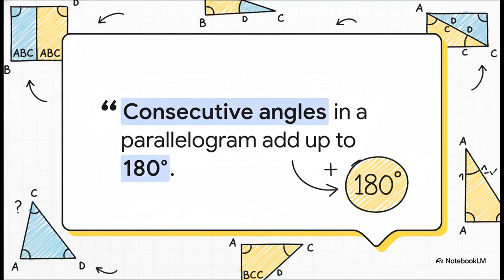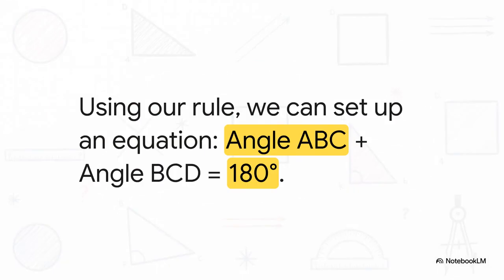All right, next tool from our kit. Remember this one? Consecutive angles in a parallelogram add up to 180 degrees. And consecutive is just a fancy word for angles that are neighbors, sitting right next to each other. This rule is what connects the angle we just found, BCD, to the one we're actually looking for, ABC. And now we can finally build an equation. This is the moment where all that geometry detective work pays off. We're about to turn this shape problem into a super simple algebra problem.